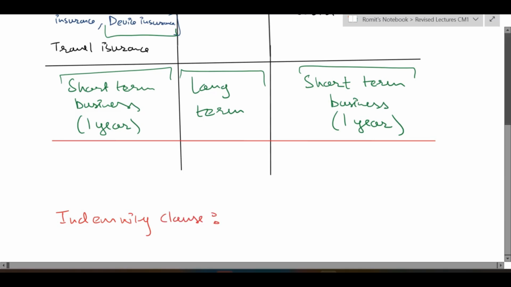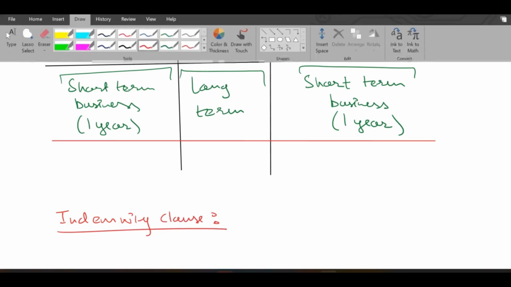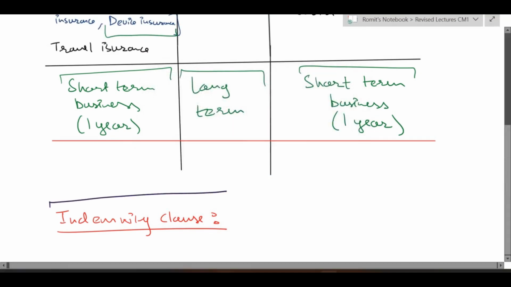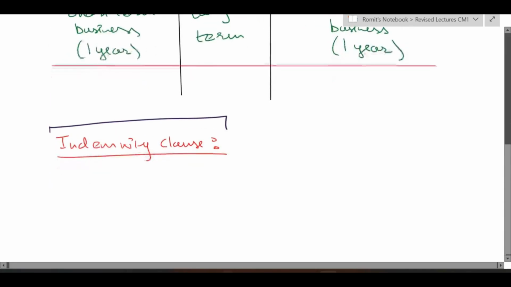Okay, and a lot of times in interviews for insurance companies, candidates are asked questions relating to indemnity, directly or indirectly. So let's try to understand what the indemnity clause in insurance means.